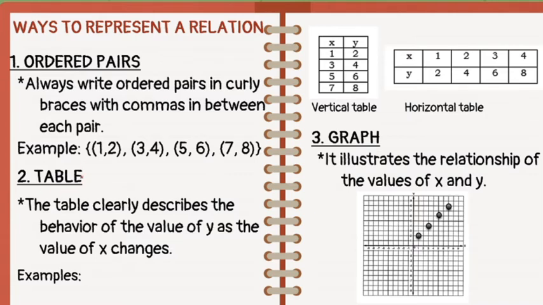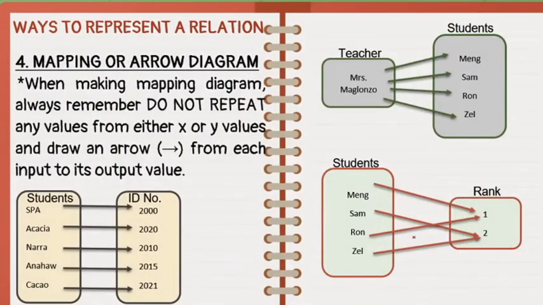Next is yung table natin. It clearly describes the behavior of the value of y as the value of x changes. So, ito yung example natin. We have vertical table and the horizontal table. So, kahit alin dito, pwede. And then, yung graph natin, it illustrates the relation of the values of x and y. So, ito example ng graph. And then, we have here the mapping or arrow diagram.